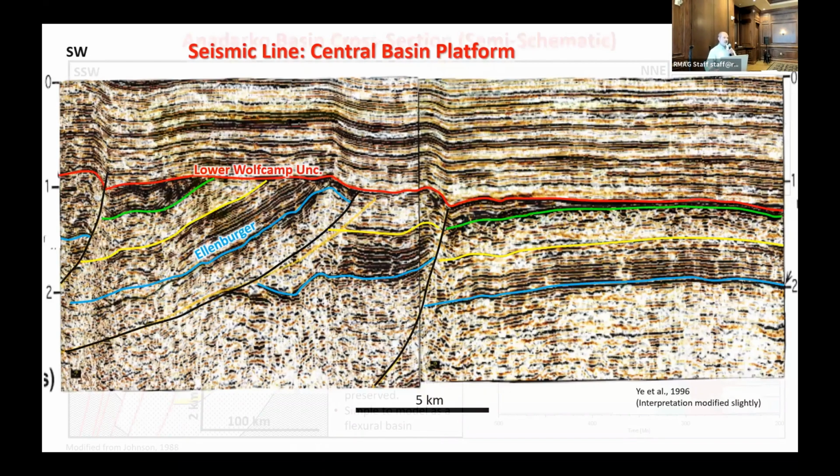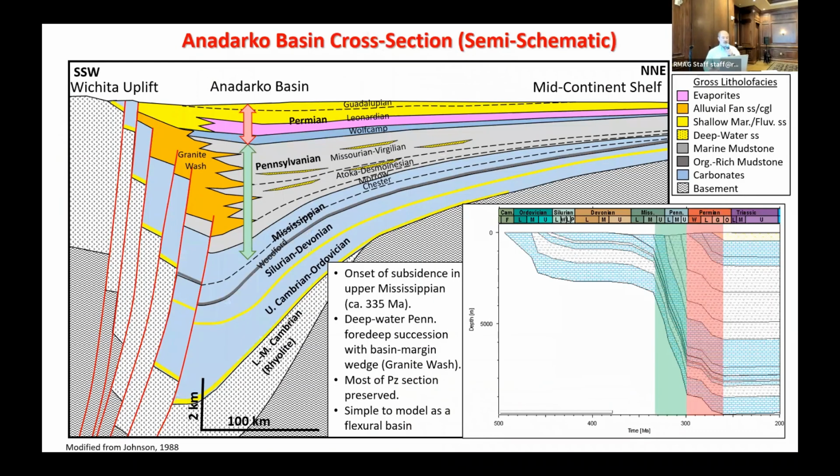If I just want to contrast with one arm basin, that's the Anadarko. It's probably that and the Paradox are two, I think, purely flexural arm basins of very different fills. This has a similar fill to what we saw for the Ardmore and the Arkoma basins. It has a kind of a deeper water Pennsylvanian with turbidites, et cetera. You got this granite wash coming off the Wichita uplift.